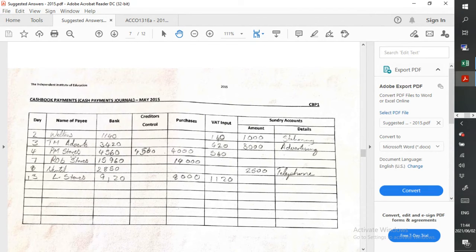Then the next transaction happened on the 4th. Then we were paying our supplier. Again, we know that the total of what we owed him was 5,700. But then, remember it says return for 1,140. So we take that 5,700 and we minus 1,140, and that's how we arrived at this 4,560. And there we plug that into the creditors control column as well.